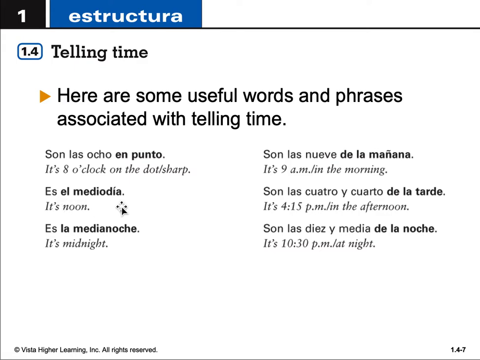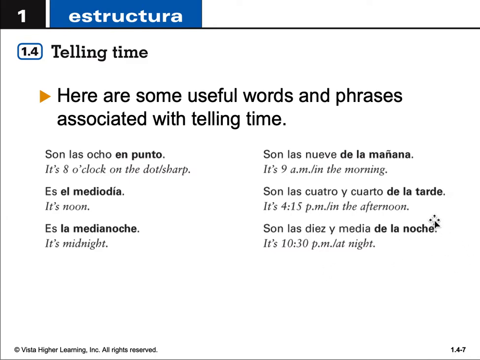There's some vocabulary practice in Portales, or you could make yourself some flashcards. El mediodía, accent over the i. Middle day, middle of the day. It's noon. Es la medianoche. It's midnight. Son las 9 de la mañana. So it's 9 o'clock in the morning. Son las 4:15 de la tarde. It's 4:15 in the afternoon. Son las 10:30 de la noche.